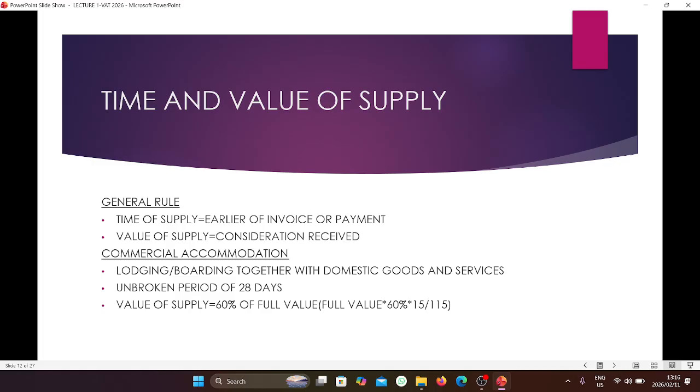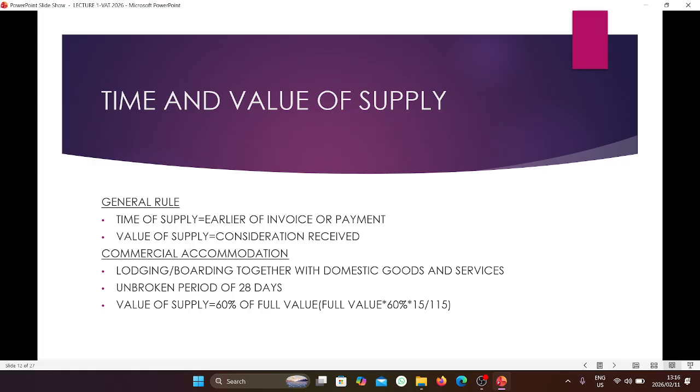So whatever comes first. Whether you receive an invoice first and you have not received your money, the fact that you received an invoice means that you are unconditionally entitled to receive that money. Therefore, you can account for VAT. If you receive the payment first, then you can still account for VAT. So it's the earlier of the two. Then the value of supply is charged on the consideration that you received, multiplied by 15 over 115.